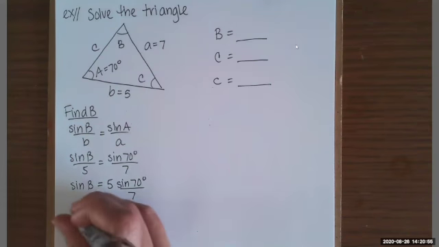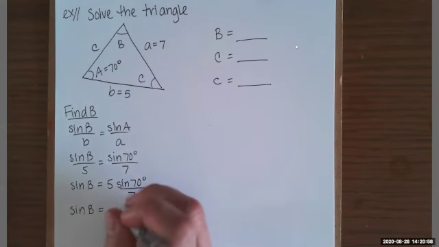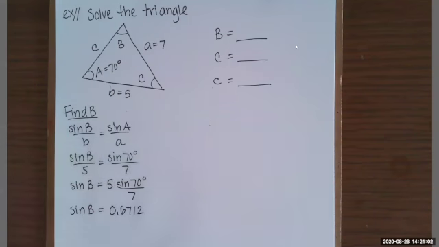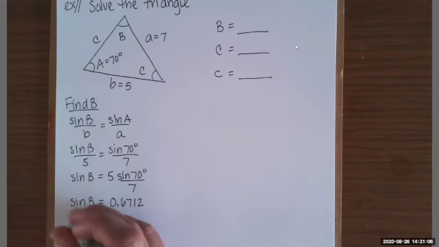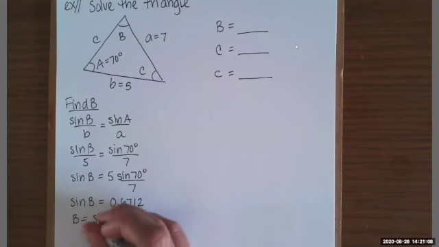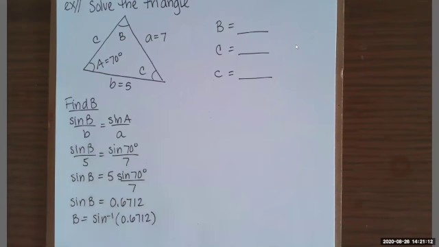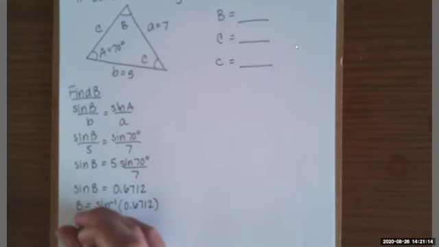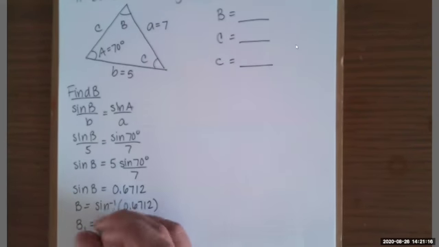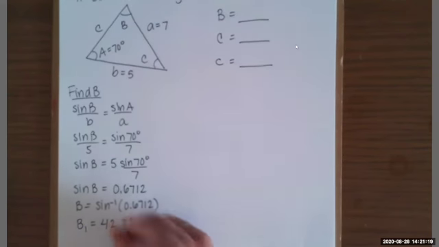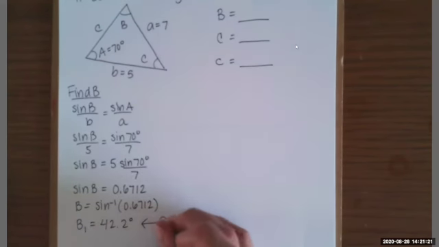We'll plug this into the calculator. So we get sine of B is equal to 0.6712. Next step, we'll take inverse sine of both sides. So we get that B is equal to inverse sine of 0.6712, which gives us our solution in the first quadrant is 42.2 degrees. This is our solution in quadrant 1.